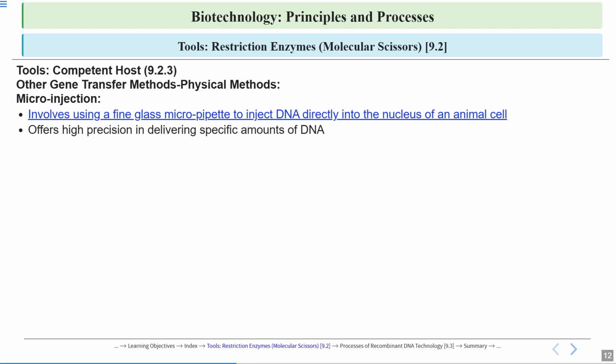In the chemical method, it was hit and trial. Some cells can transform and some cells cannot transform. But when we are using microinjection, it becomes very precise, so that we deliver a specific amount of DNA at a specific position into the nucleus of the animal cell. It is usually suitable for transforming large DNA constructs.